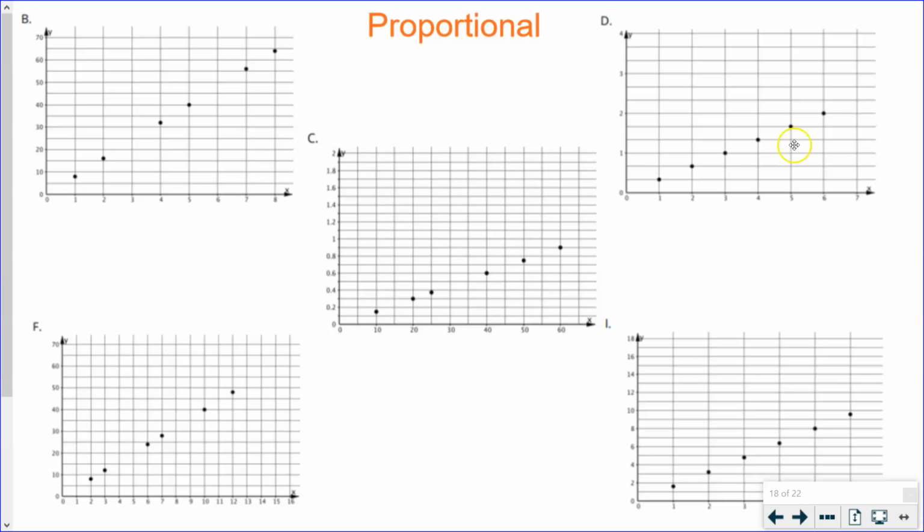What do you notice? Here's all of the proportional graphs. What is something that you noticed with your groups? Trinity. Yeah, just the proportional for right now. Let's move to Gavin. Very good. They're all in a straight line.